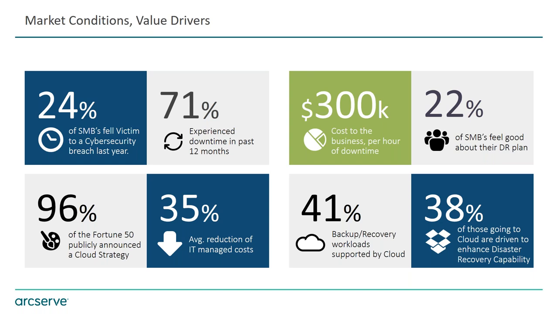There are a lot of statistics to hit you with there, but what you can take from this slide is that there's a big gap in terms of organizations being properly protected against ransomware and crypto lockers. And also a lot of organizations don't have a cohesive disaster recovery plan, which is a big worrying statistic as well.